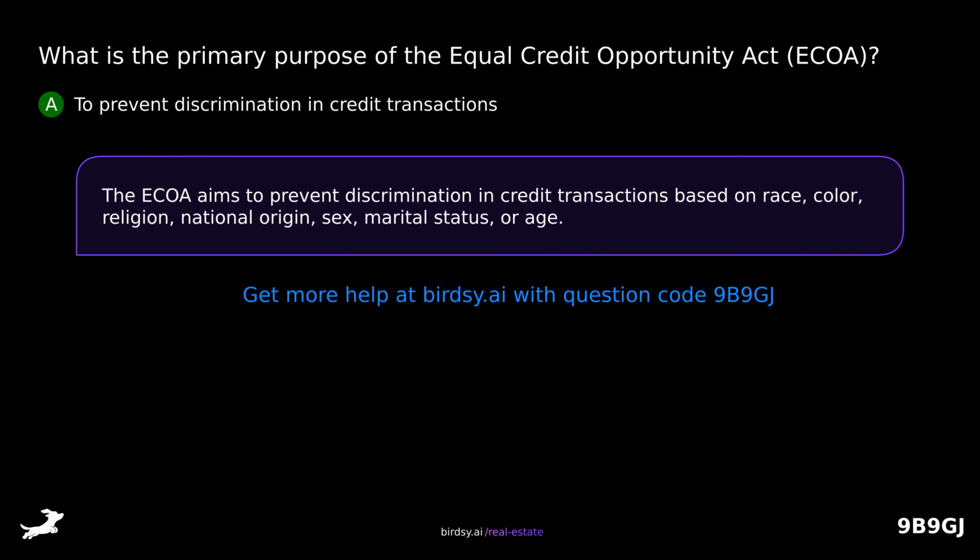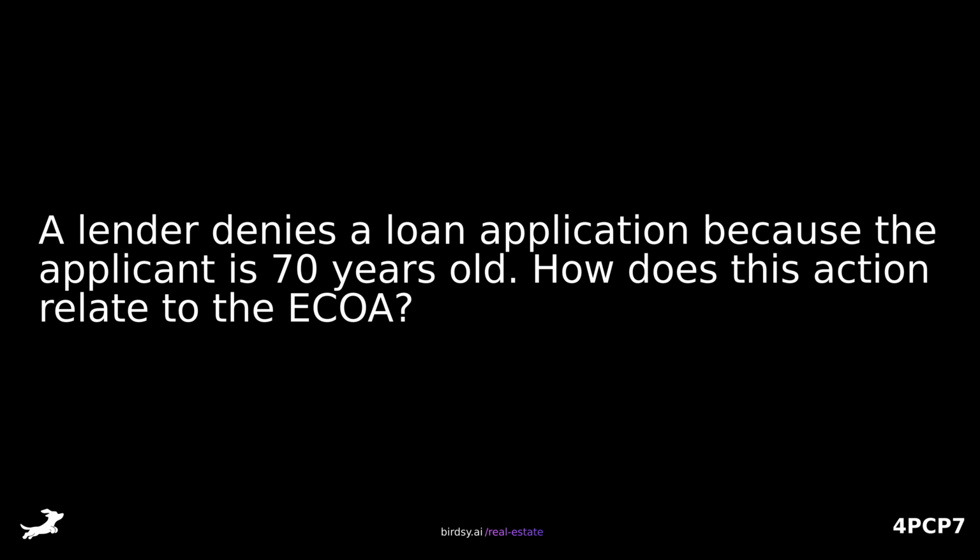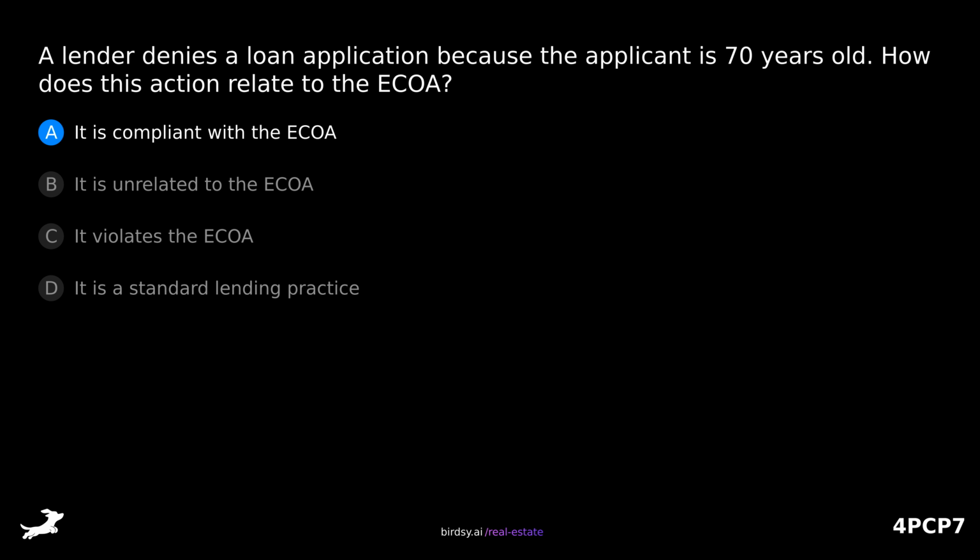The answer is A, to prevent discrimination in credit transactions. The ECOA aims to prevent discrimination in credit transactions based on race, color, religion, national origin, sex, marital status, or age. A lender denies a loan application because the applicant is 70 years old. How does this action relate to the ECOA? Is it A, it is compliant with the ECOA, B, it is unrelated to the ECOA, C, it violates the ECOA, or D, it is a standard lending practice?